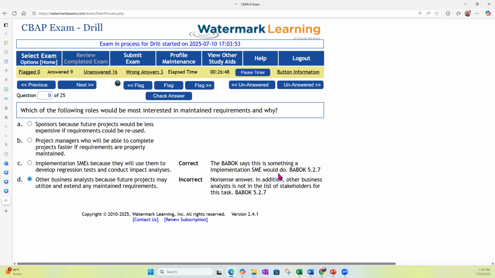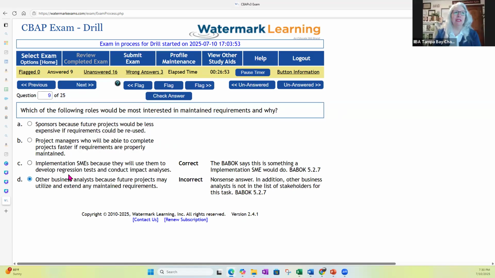No. Why does the implementation SME care? They care because the implementation SMEs, according to the BABOK, develop regression tests to maintain, to be sure that things are still in the correct state. Like I said, in my world, that's the tester that does that periodically, but once the solution is rolled out, it becomes the role of the implementation SME. I feel like B or D would have made more sense in my life, but just learn what the BABOK says.